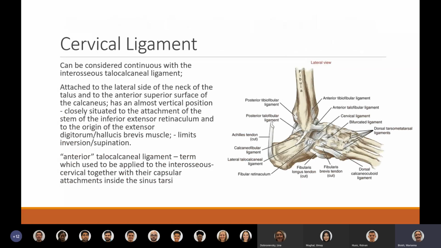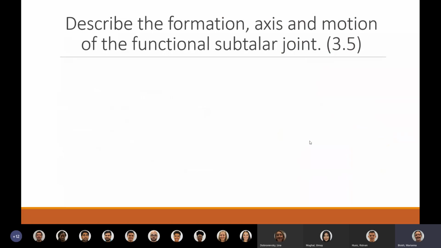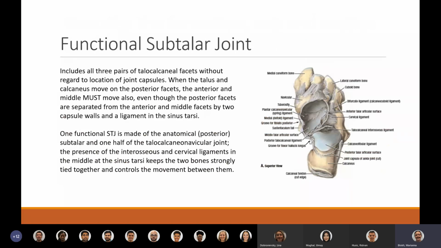Sometimes the board question will be like, the cervical ligament, all the following are true except, and it'll be like it's a continuation of the interosseous ligament, and they'll talk about its attachments. It's attached to the lateral side of the neck of the talus. It's attached to the anterior superior surface of the calcaneus. So questions like that. You could get a lot of questions from just that area.